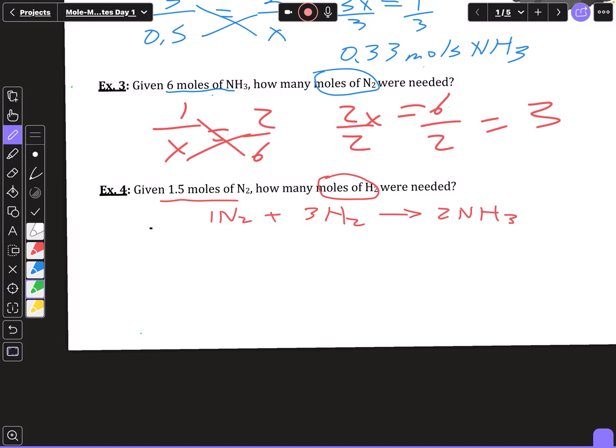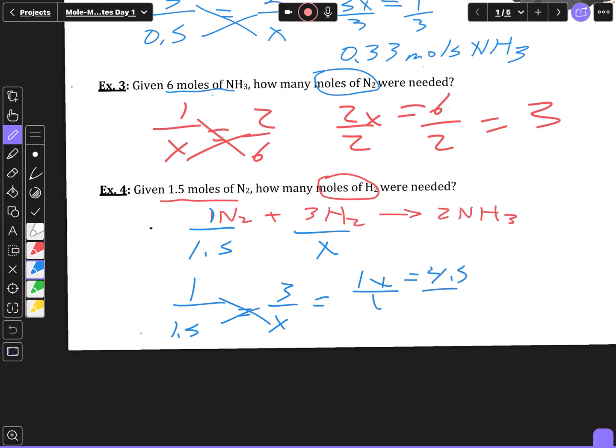Now if I look at the other way to solve this, doing it the proportion way, I put the 1.5 moles of N2 underneath N2, underneath the 1 there. I put X on what I'm looking for. That's under H2, so I put the 3 over X. So I set proportion 1 over 1.5 equals 3 over X. Cross multiply. 1X equals 4.5. Either way, you get the same answer.